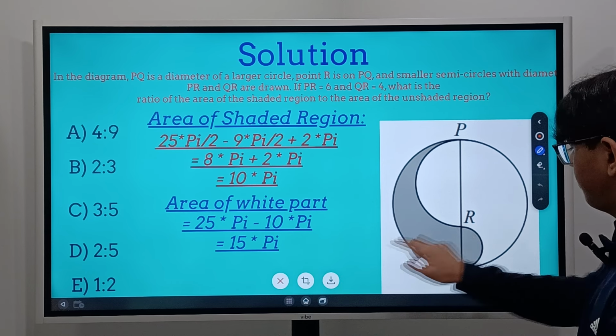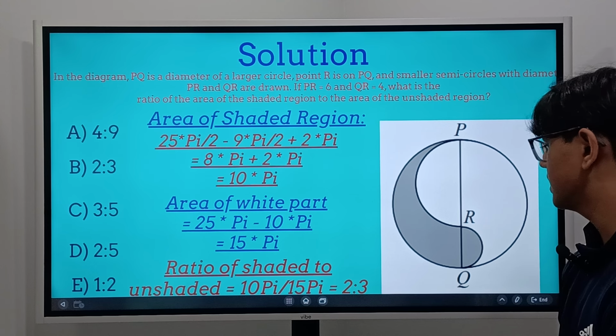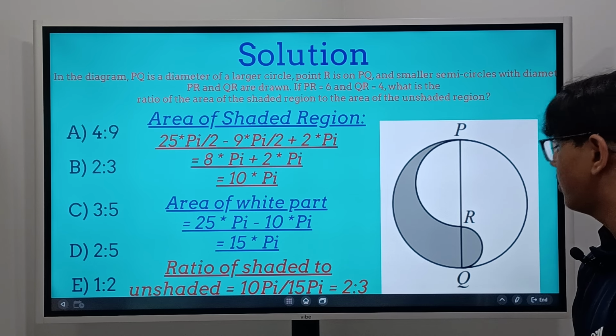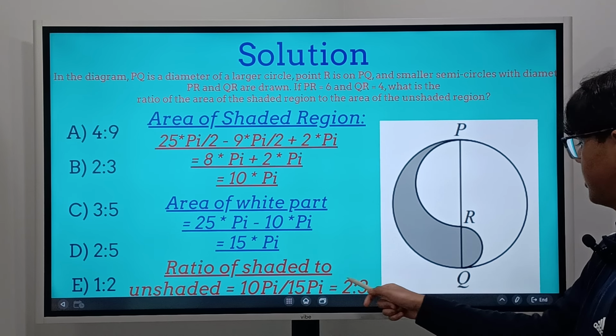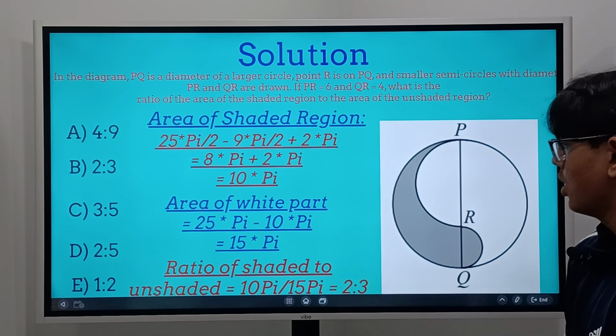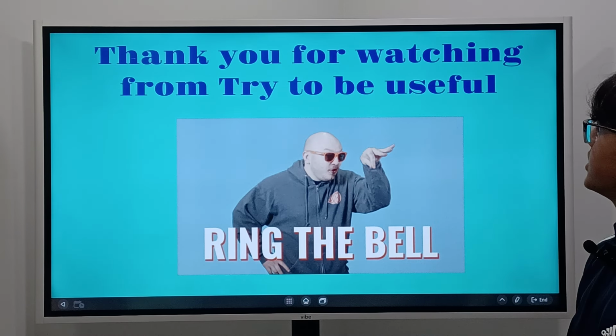Basically, the ratio of shaded to unshaded is equal to 10 pi divided by 15 pi. Here pi and pi cancel out, and when simplified, we get the ratio of 2 to 3, which means our answer is B. And that's basically it for this question.